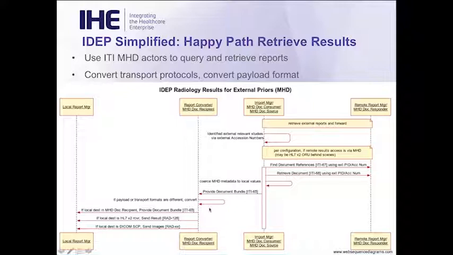So after we've done the mapping that Lynn is referring to, the report converter will understand, probably through a configuration table, the format that the local report manager needs that document in. It will send either another MHD document bundle to the local report manager, or an HL7 version 2 ORU through the send results transaction, or it may send a DICOM object, such as a DICOM secondary capture or a DICOM structured report, depending on what the local report manager requires.